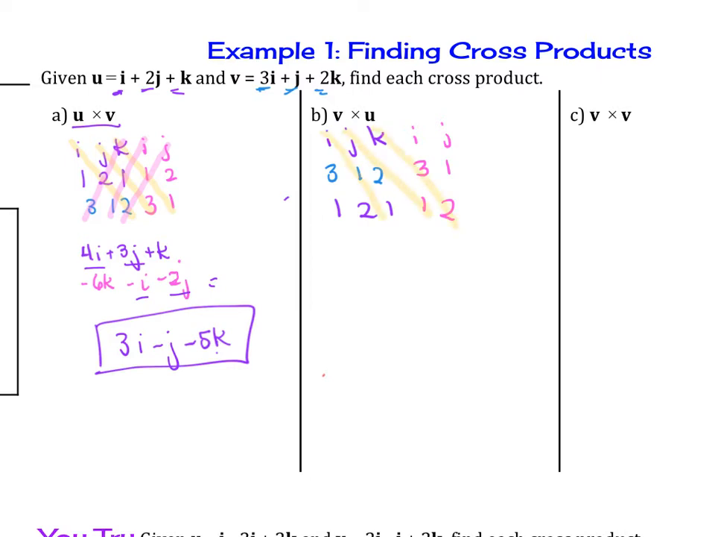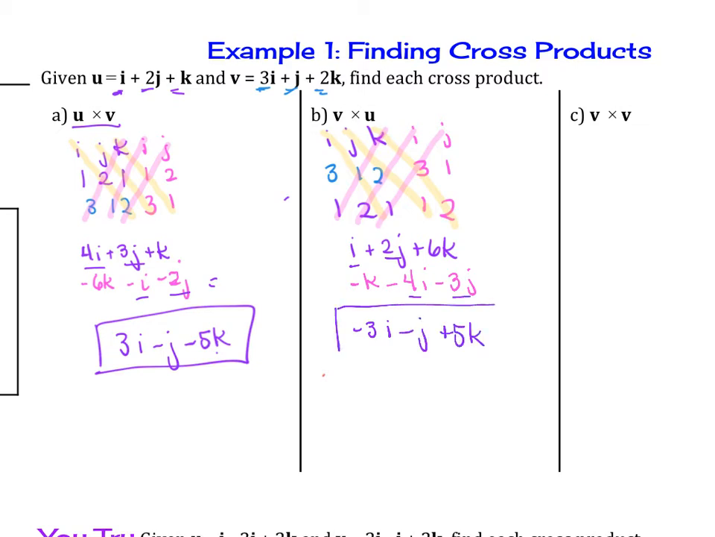So this is going to be i plus 2j plus 6k, and then we subtract going up: negative k minus 4i minus 3j. So now we're left with negative 3i minus j plus 5k.